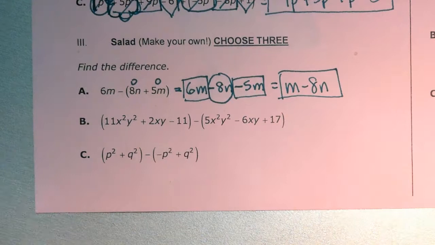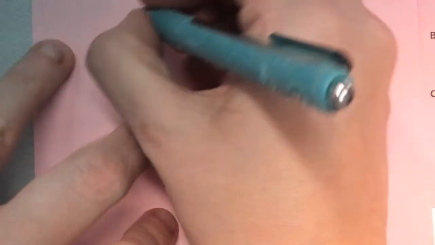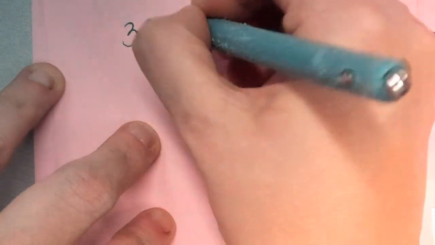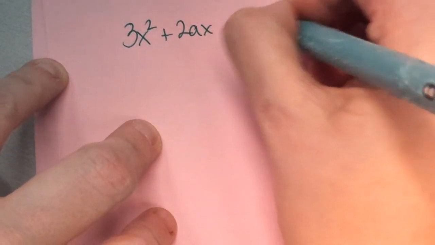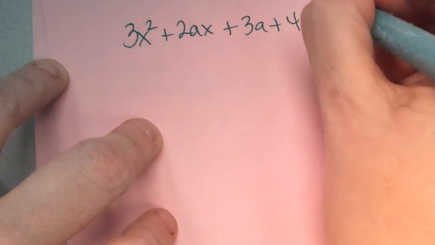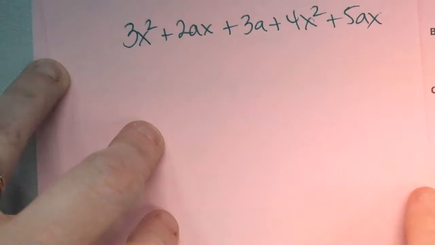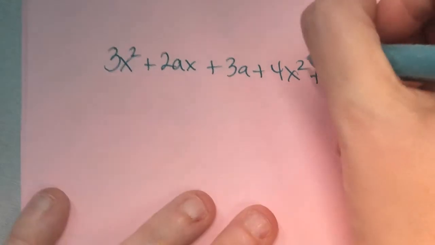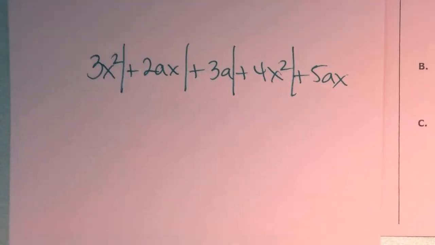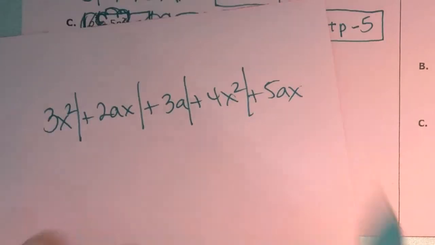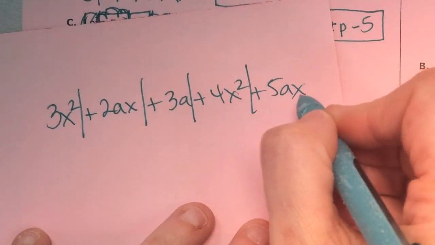Okay, so what you do, the question was, I don't know what to circle or box. So let's say I have 3x squared plus 2ax plus 3a plus 4x squared plus 5ax. Okay? So the first thing you do is put a bar between every plus and minus sign. That's going to separate out your terms. All right? Now you're going to look after the number.